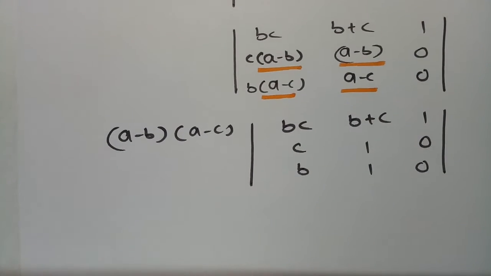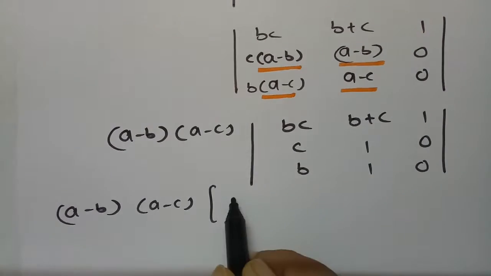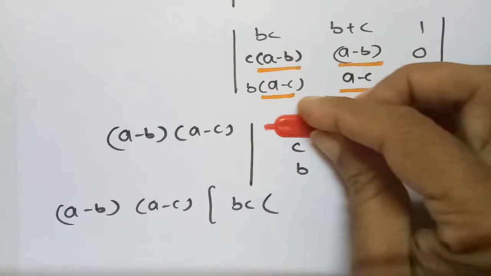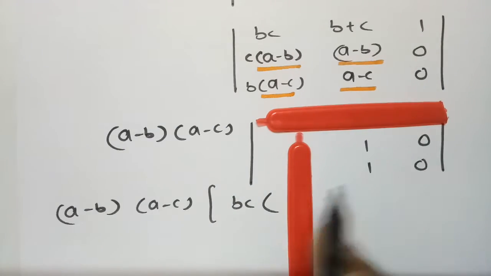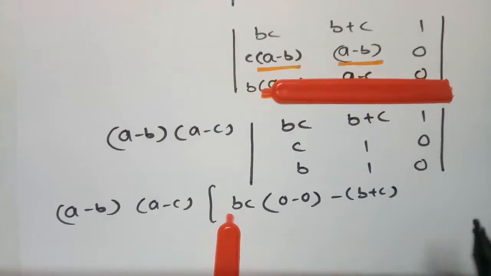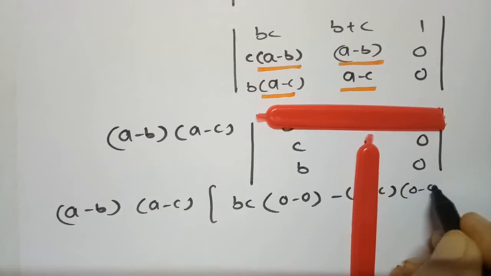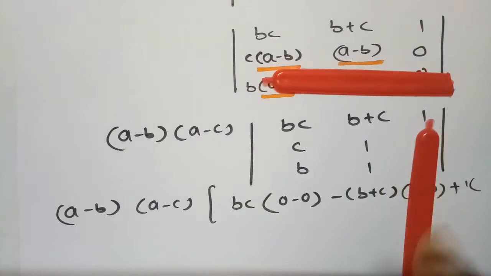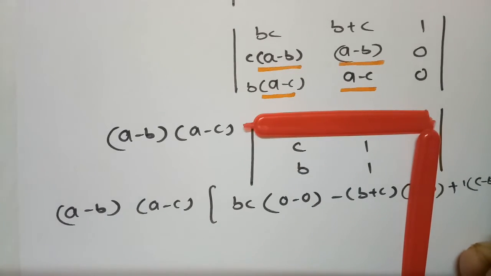Now I have to find out the determinant. So this will be (A minus B)(A minus C). For the determinant, BC into, if you observe, we have to close this row and column, so this will be 0 minus 0. For the next one, minus (B plus C), we close this row and column, and this is 0 minus 0. And the next one, what remains here, is 1 times, if I close this row and column, C minus B.